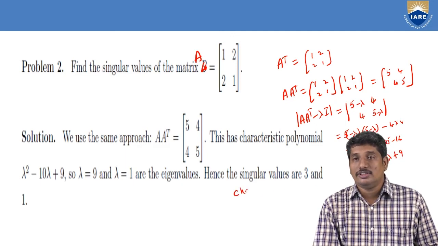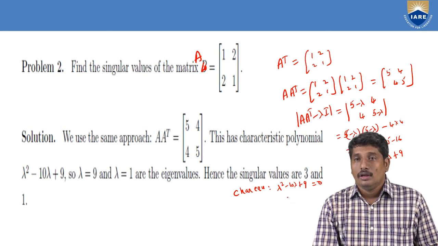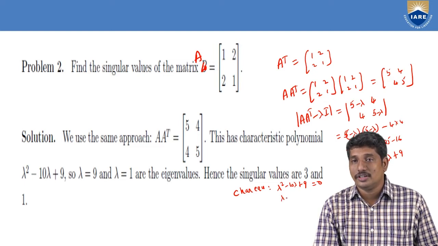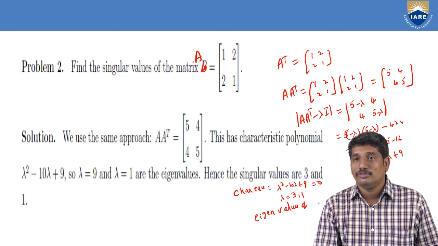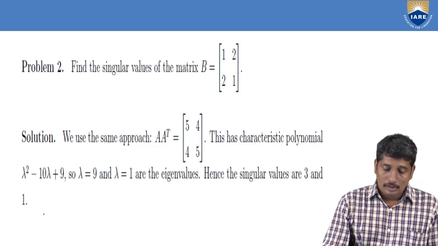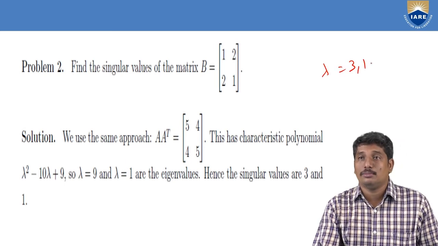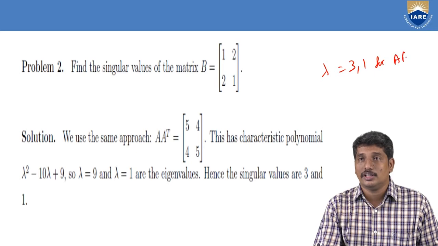So the characteristic equation is nothing but lambda square minus 10 lambda plus 9 is equal to 0. By solving this equation, we'll get the roots 3, 1. So these are the eigenvalues of A into A transpose. Okay. Once we get the eigenvalues, lambda is equal to 3, 1 for the matrix A into A transpose.